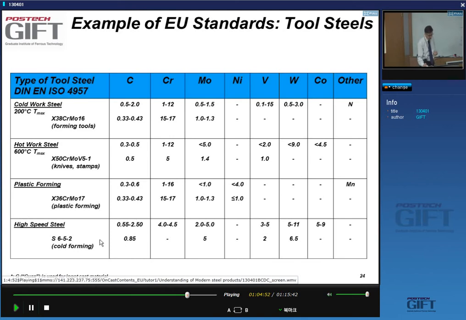652, yes. And you see it contains moly, tungsten and vanadium and no cobalt. So there is no fourth digit. And this should be HSS, by the way.